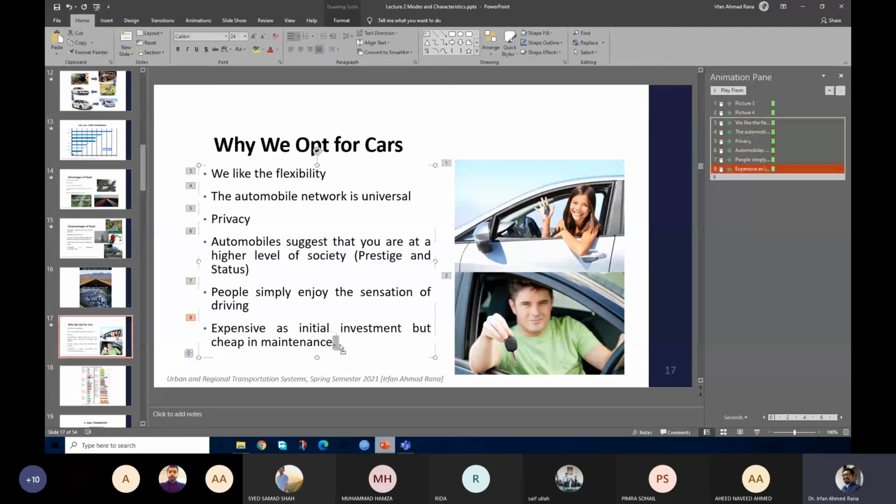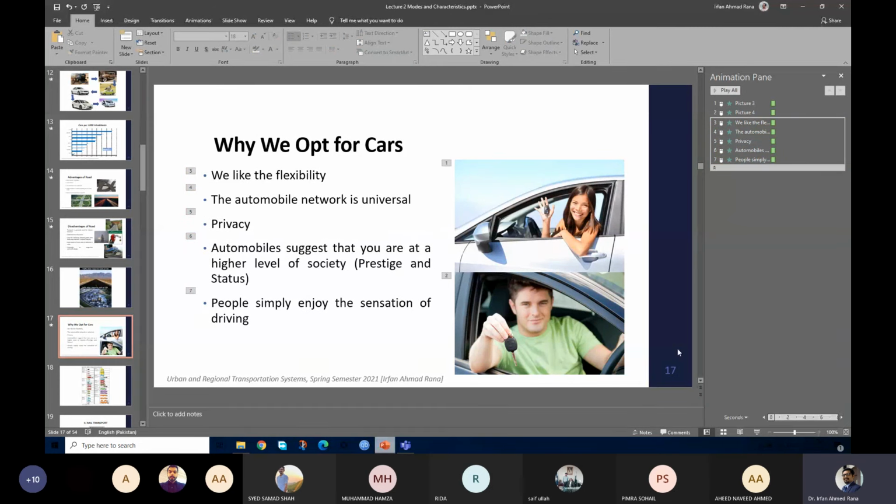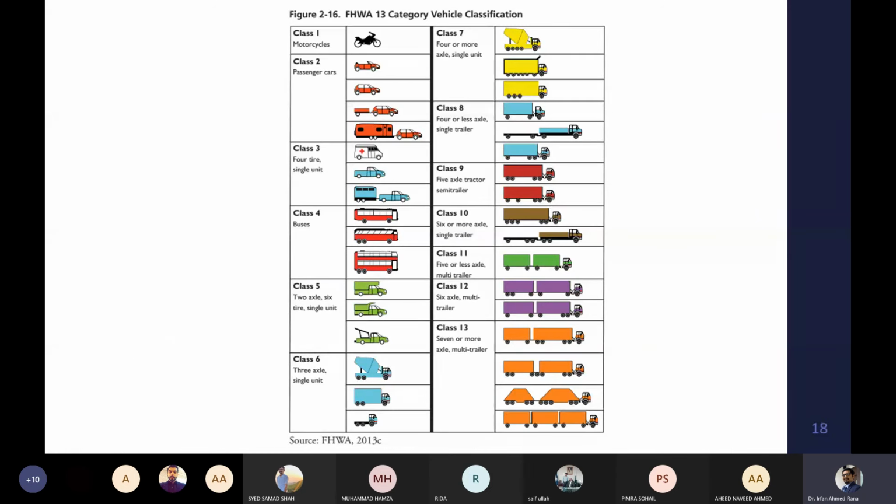Okay, coming back. So enjoy the sensation of driving. Let's move on. These are some classifications by the American profit manual. These are the classes of public transportation and road transports as well. So there are different classifications as well. When I'm talking about car, I'm obviously talking about passenger car.